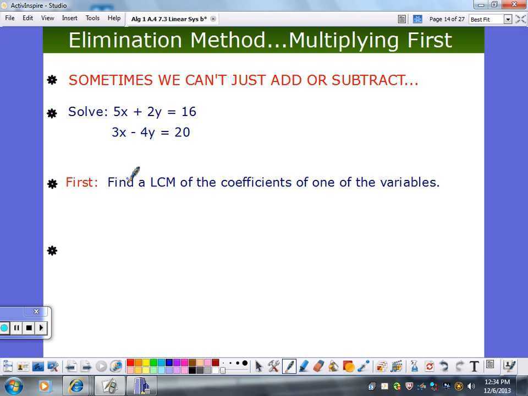First, we're going to find the least common multiple of the coefficients of one of the variables. So let's look over here. What's the least common multiple? What's the least common multiple of 5 and 3?